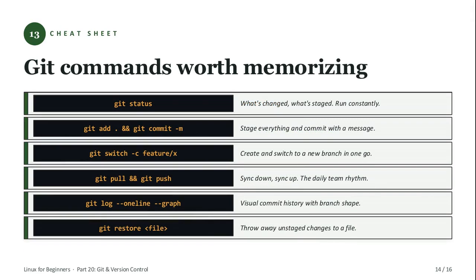With those pitfalls behind us, here's the short list of commands worth burning into muscle memory. Git status is your constant companion. Run it before and after almost everything. Git add and commit together capture a snapshot. Switch with -c spins up a new branch and jumps onto it in one move. Pull and push keep you in sync with the team. Log with --oneline and --graph gives you that picture of branching history. And restore is your quick undo for unstaged changes you regret.